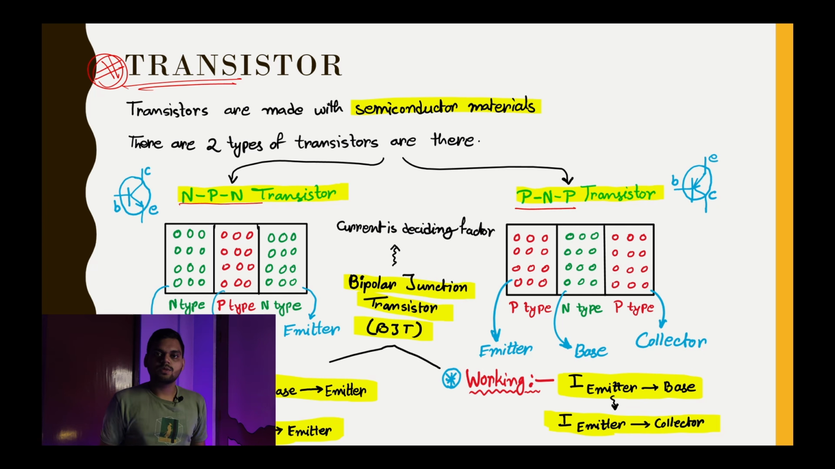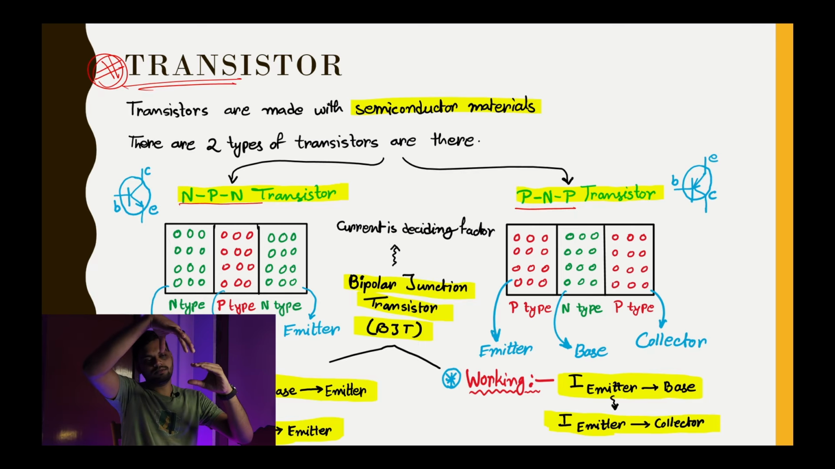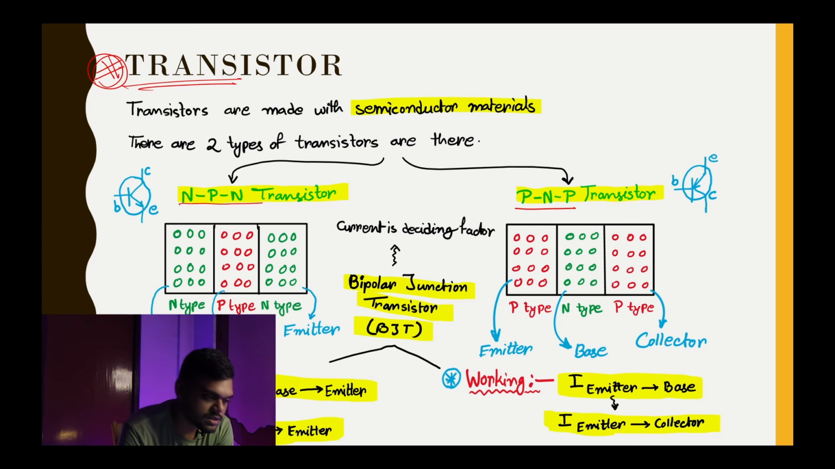This setup is known as NPN transistor, and the reverse of this is a p-type semiconductor, n-type semiconductor, and again a p-type semiconductor. So we can say an n-type semiconductor is sitting in between two p-type semiconductors. This is the setup of PNP transistors.